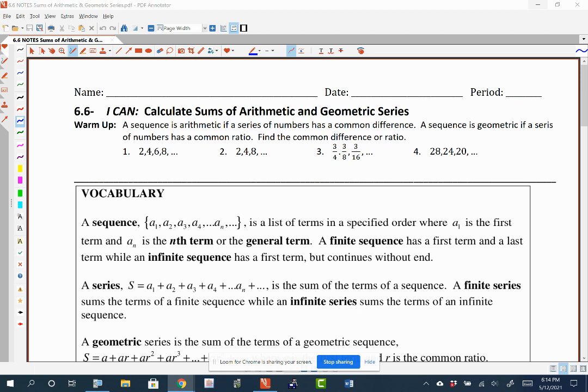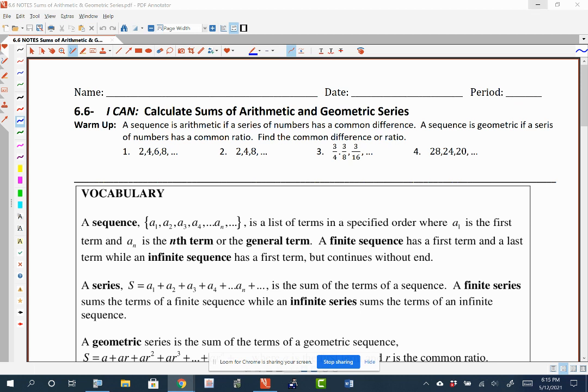So for 6.6, our objective today is to calculate what's called sums of arithmetic and geometric series. Both these words should sound familiar because in ninth grade, we go over a whole unit on sequences, both arithmetic and geometric. Well, now this year, we're going to take it just a little bit further, getting us more prepared for future classes and look at what's called a series.